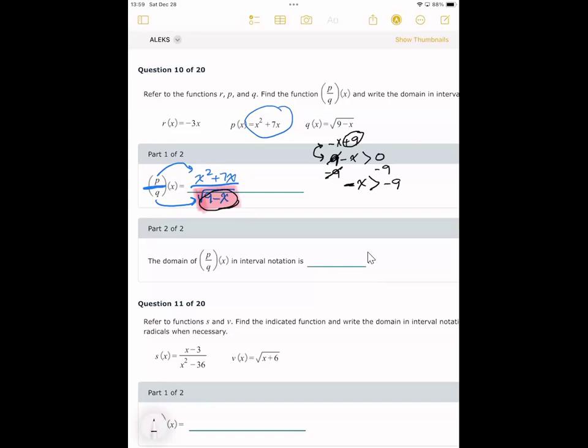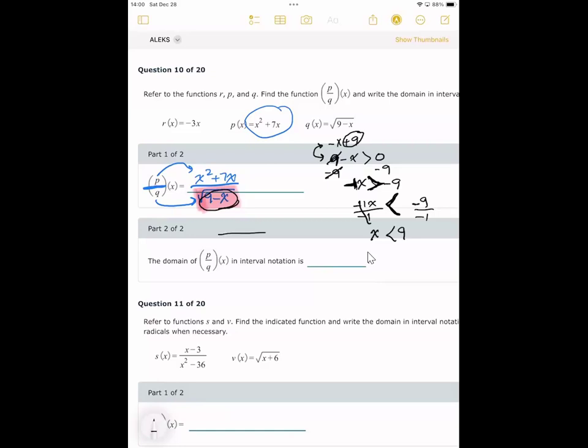Then you want to get rid of this -1 that is being multiplied by x. Negative next to x means you have a -1. So you have to divide both sides by -1. But when you divide by negative numbers, this sign changes direction. Negative over negative is positive x. Negative over negative is positive. 9 over 1 is 9. We want x's that are less than 9.